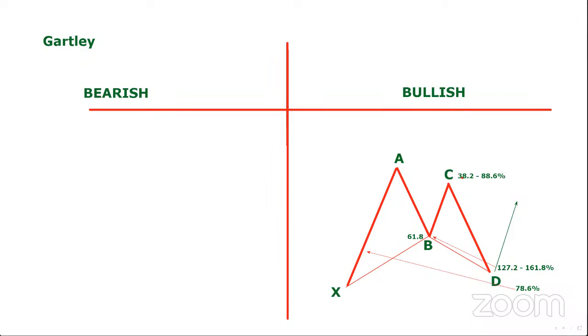As for the bearish one, it is just the opposite. So you're going to have X. You're going to have XA. Then we have AB. Then we have BC. Then CD. Just like this.